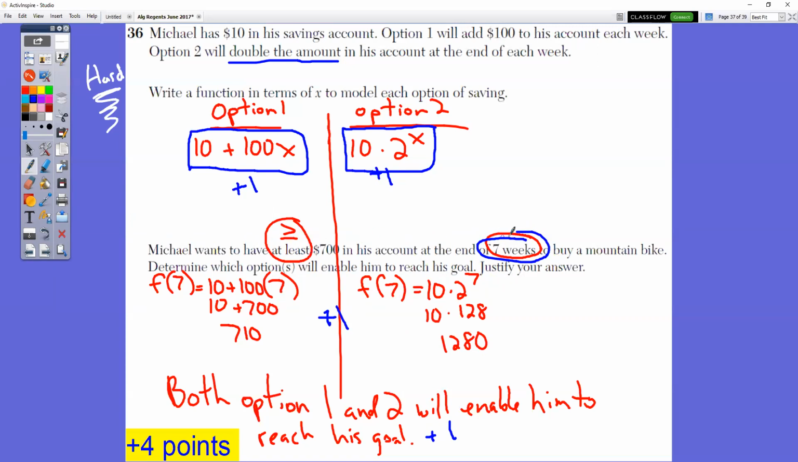Well, so that means by the end of 7 weeks, that's what we're putting in for X as the amount of time. So if you put 7 into here, you're going to end up with $710. At the end of 7 weeks here, when we put that in, you end up with $1,280. Both option 1 and 2 will enable him to reach his goal because it says at least 700. Both of them ended up over 700. That was a very difficult question.